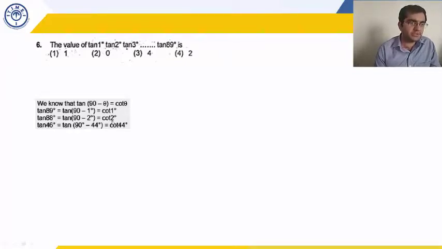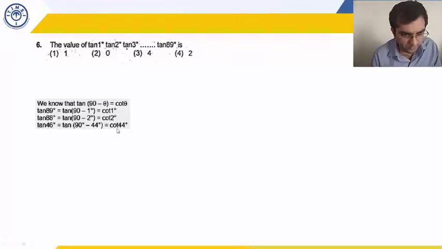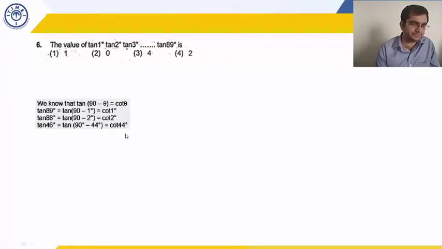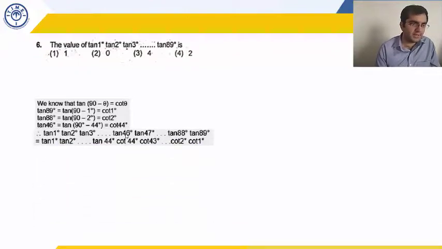Tan of 88 becomes cot 2, and so on. Tan of 46 becomes cot 44. Okay. Now you can rewrite. First you write down all the terms from tan 1 to tan 44. See, this is your original case: tan 1, tan 2, tan 3, tan 46, tan 47, tan 88, tan 89. Now you write down tan 1, tan 2, tan 3 and so on till tan 44.